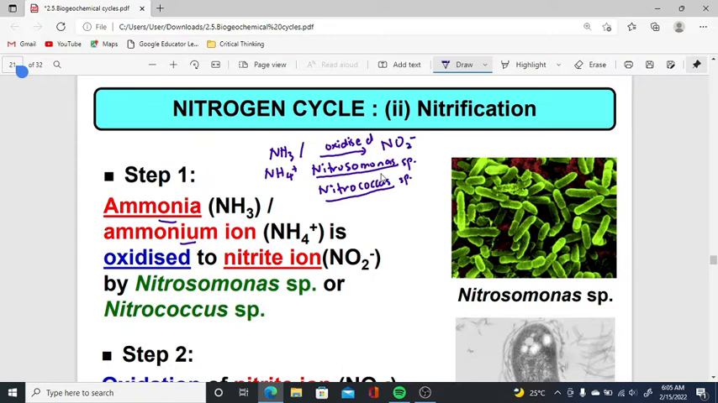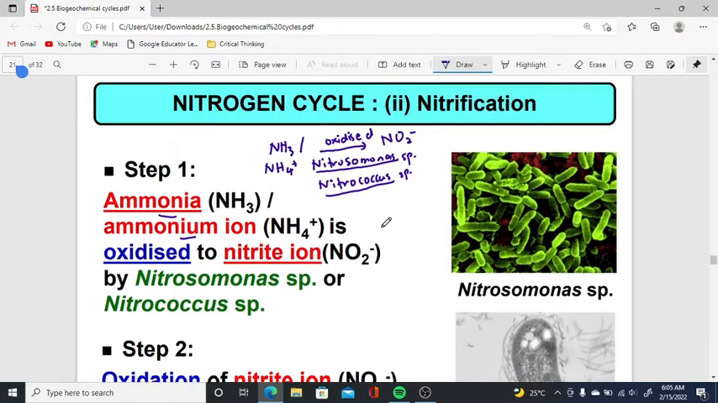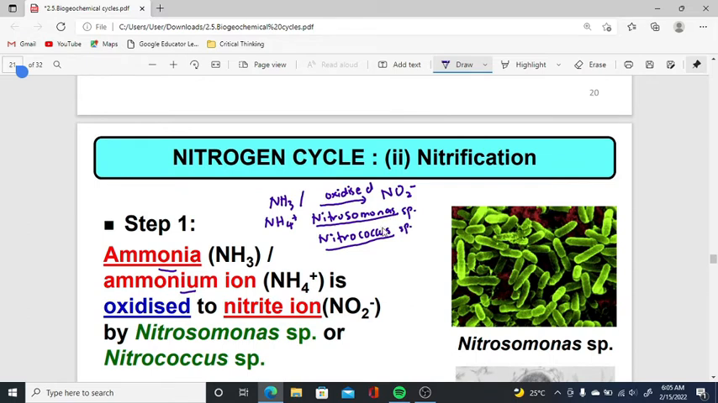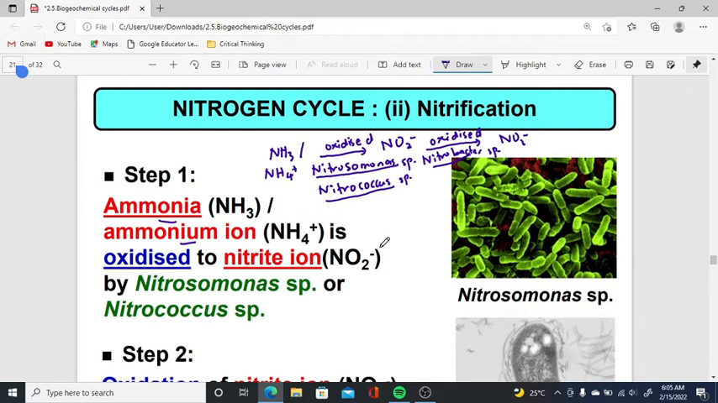Okay, second step, oxidation of nitrate ion to form nitrate ion by Nitrobacter. Okay, lagi sekali kita akan oxidizekan dia by Nitrobacter species. Menjadi nitrate ion. Okay, by Nitrobacter species.